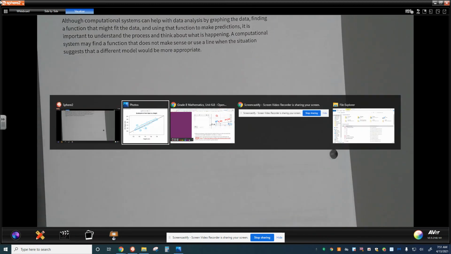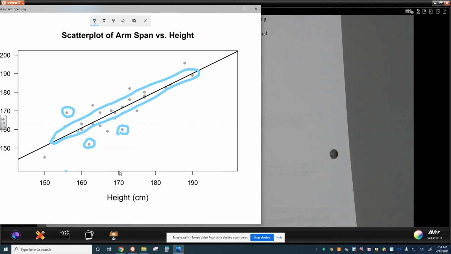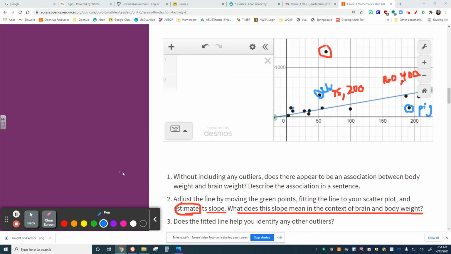Hopefully this is making some sense off of our data when we look at our different scatter plots, when we look at our arm span and our height, when we look at our animals, and just in general, when we look at any scatter plot, consider how the data relate to each other, but also how they can relate to a line of fit.